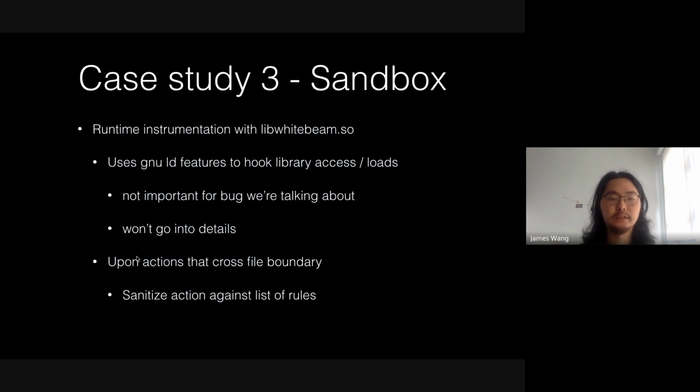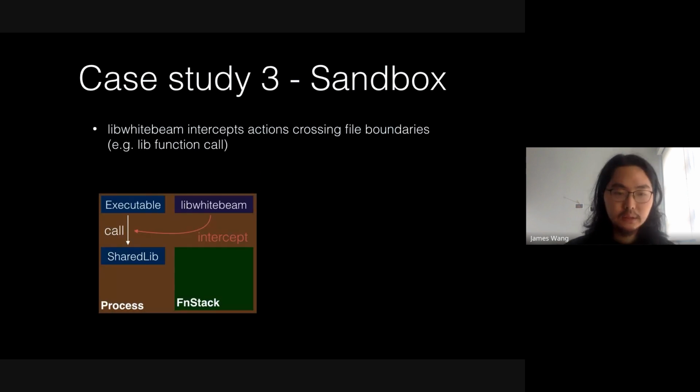To summarize it in a single sentence, it's trying to sanitize all cross-boundary access, which means if you're calling a function in a library from a binary, or if you're calling a function in a library from another library, then you're trying to catch all those cross-boundary accesses to resources and sanitize those actions. Okay, so we're probably not going to look at much of the code here. We're just going to look at the high-level concept of how it works.